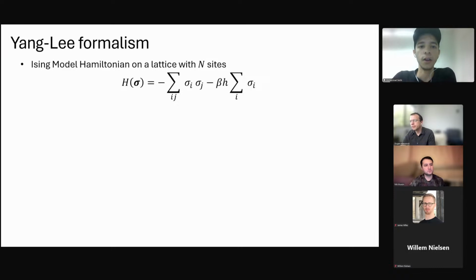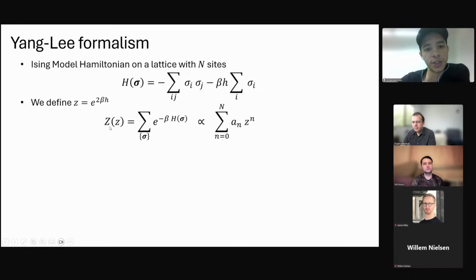Okay, so what they did was actually quite smart. They defined this little variable z. This is a small z that equals e to the power of 2 beta h, where h is your applied magnetic field. And they say that the partition function of that system, which is summing over all the microstates of e to the power minus beta times the energy of the microstate, has to be proportional to a polynomial, where z to the power n is e to the power 2 beta H n.